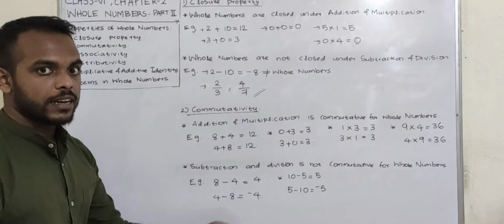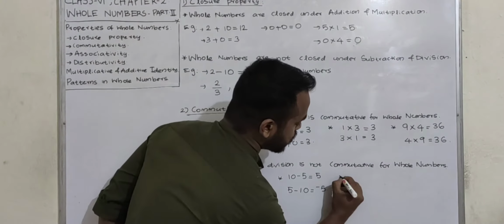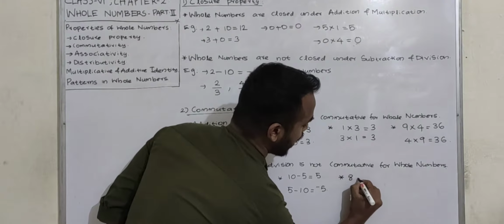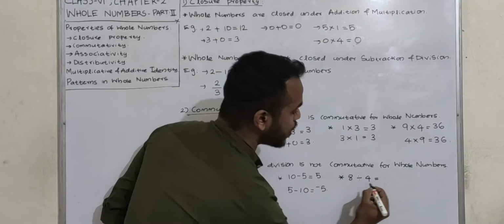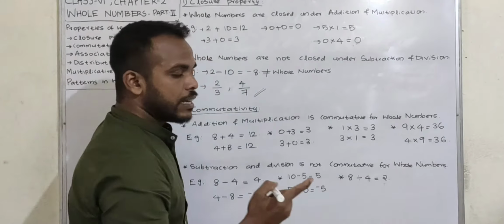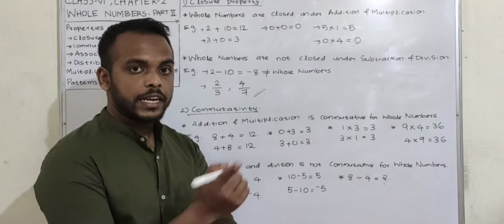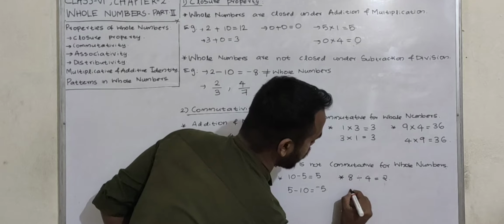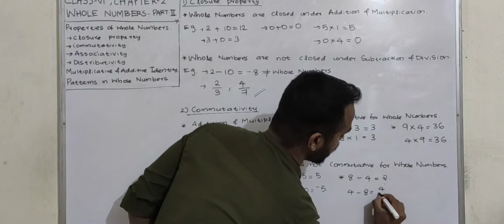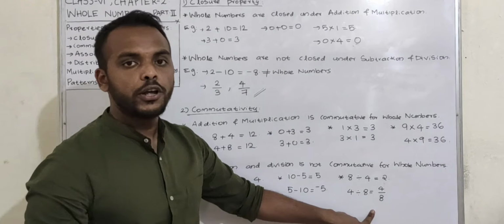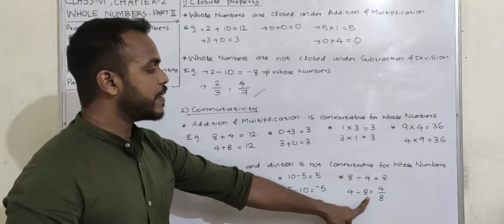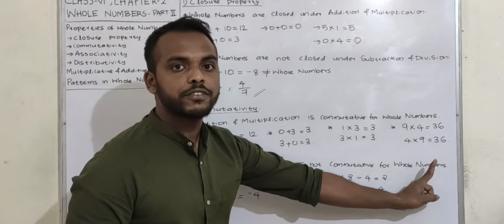Let's see the last case, division. In case of division, let's take these numbers itself. What is 8 divided by 4? What is the answer? We know 8 by 4 is 2. Then, to check whether it is commutative, interchange the position or change the order. 4 divided by 8. The answer is 4 by 8. Is it 2? No, it is not 2. In fact, it is 1 by 2. It is not 2. So we can say division is not commutative for whole numbers.